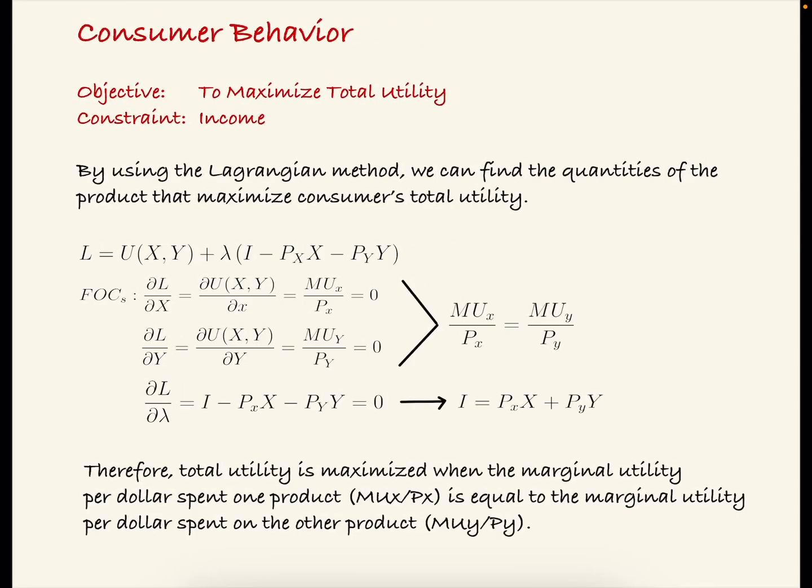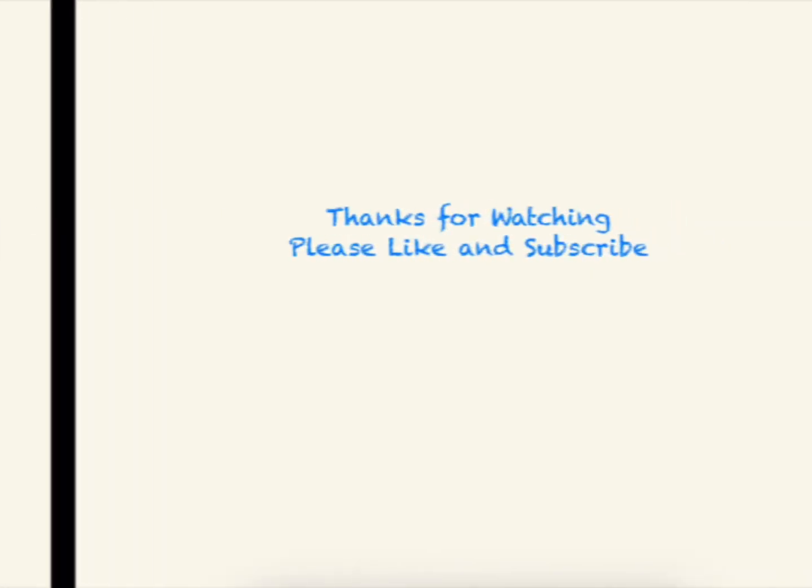Now we're going to take a look at consumer behavior again, considering both the objective to maximize total utility and the constraint of income. By using the Lagrangian method, we can find the quantities of the product that maximize consumers' total utility. We can see from the Lagrangian method that total utility is maximized when the marginal utility per dollar spent on one product, MUX over PX, is equal to the marginal utility per dollar spent on the other product, MUY over PY.